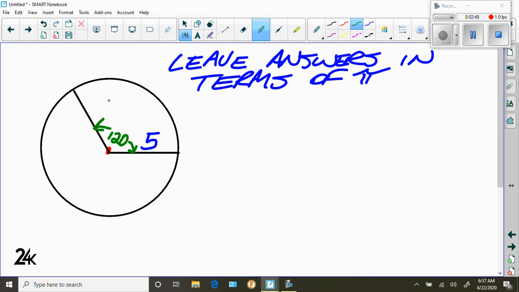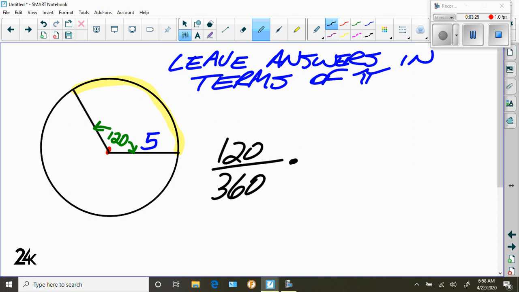The arc length that we're wanting is this piece right here. That's the piece of the circle that we're looking for. Arc length is just part of the circumference. Here's all you do, I promise. You take the angle and you divide it by 360, because a full circle is 360, but we're only looking for 120 degrees of that 360.